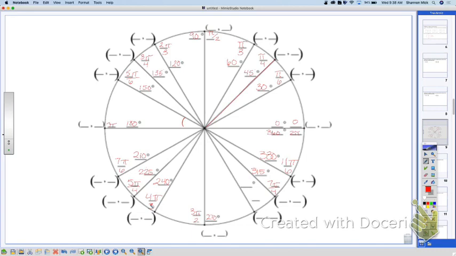Okay, Connor, fourth quadrant. I have 300 degrees. How'd you get 300 degrees? Because it's 60 less than 360. Right, 60 less than 360. And I have 5 pi over 3. What's your reasoning behind 5 pi over 3? It's 1 less than 2. Right, it's 1 less than 2 whole. And if my denominator is 3, how many is 2 whole? 6. So 1 less than 6 is 5.